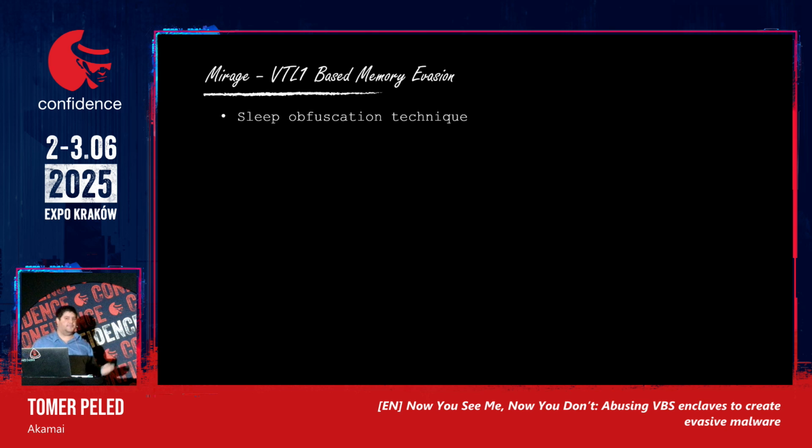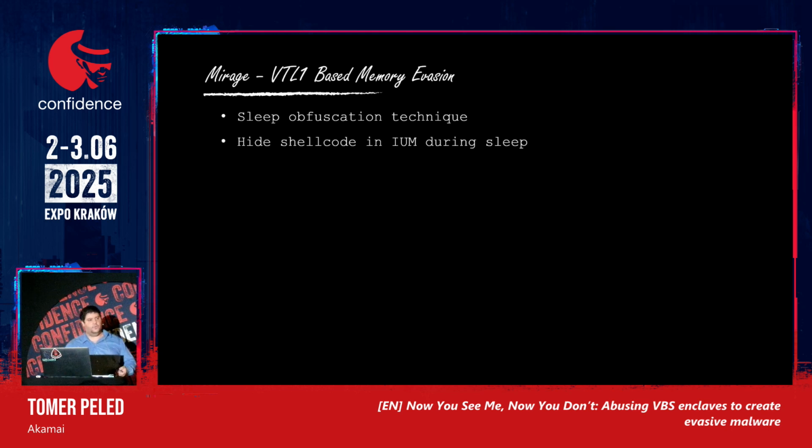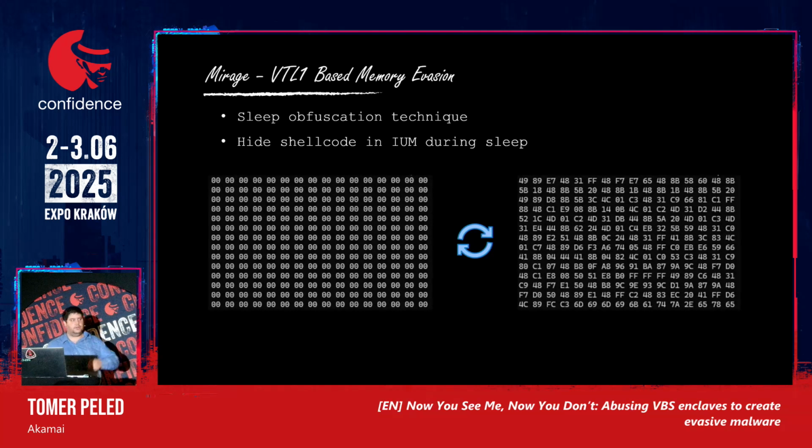Mirage is a sleep obfuscation technique and tool that allows attackers to place the obfuscated code or the shellcode inside the enclave using this vulnerability. And once in a while, this code will activate, execute without the EDR noticing it, and will go back into a dormant state. Before we can see Mirage in action, I want to illustrate how it works.